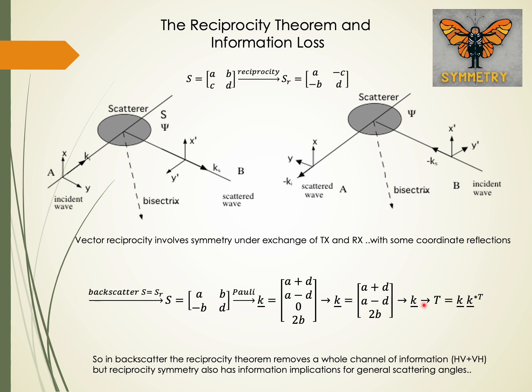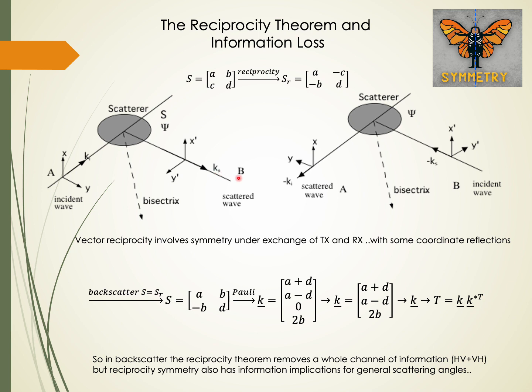And from this vector, we can then form something called the coherency matrix, which we get by using a product of K times K conjugate transpose to make a 3x3 matrix. And we're going to come back to this matrix T later on, but its form is derived from the reciprocity theorem. So in backscatter, the theorem removes a whole channel of information, HV plus VH in this case. But what about general scattering? What happens if now we open up this problem so that A and B are no longer in the same position? Surely perhaps there's no information loss. Well, there certainly is information loss in the general scattering case as well, and that's what we're going to describe next.